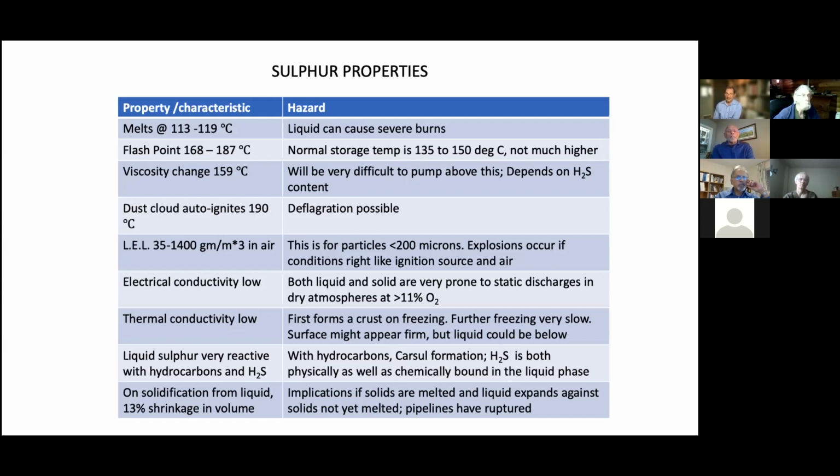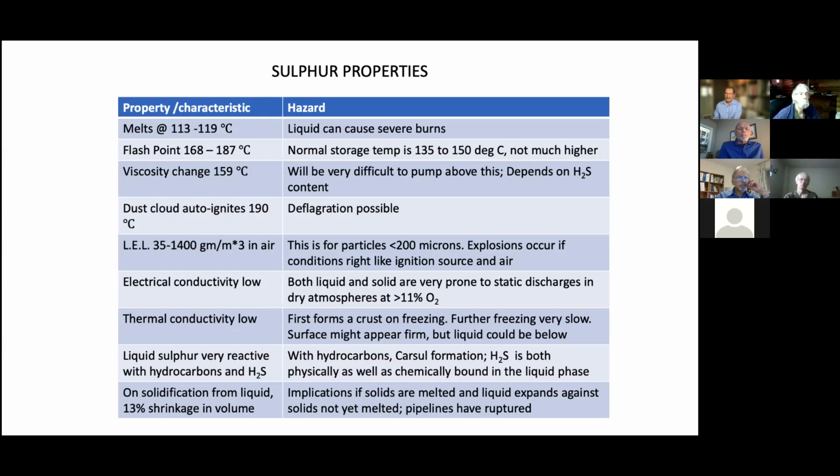The other property which is of interest is the viscosity change. Now I'm talking of pure sulfur. In the region from about 120 up to 159 degrees, it behaves like a normal liquid. The viscosity drops as the temperature increases. But at 159 degrees, the viscosity spikes. And again, the liquid almost becomes as thick as molasses. And we'll discuss in the next slide why this happens.